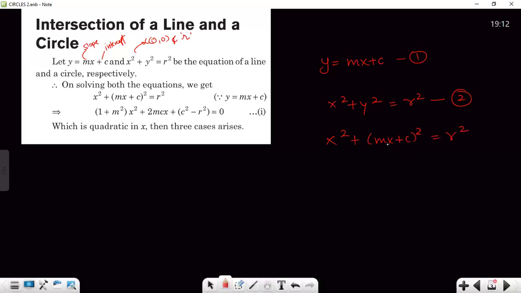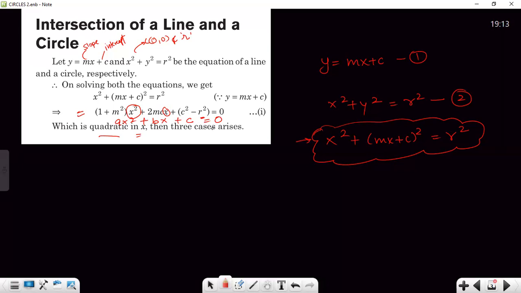So here in this equation, if we take the general coordinates, only x is there in the equation. There's no y. So if we expand this equation further, it takes this form: (1 plus m square) x square plus 2mcx plus a constant. So here we can see that this is a quadratic in x, of the form ax square plus bx plus c.